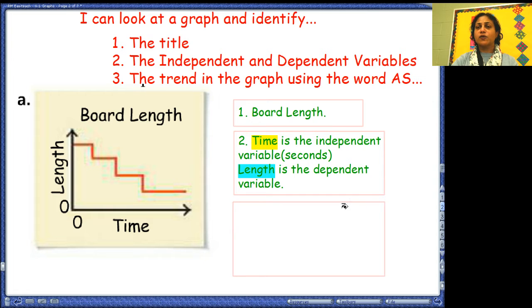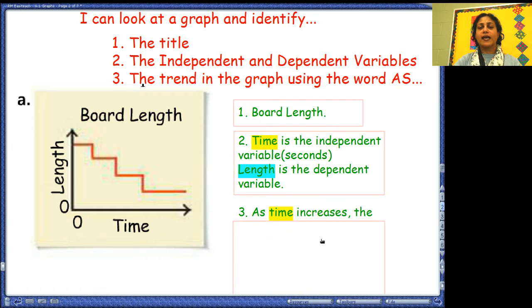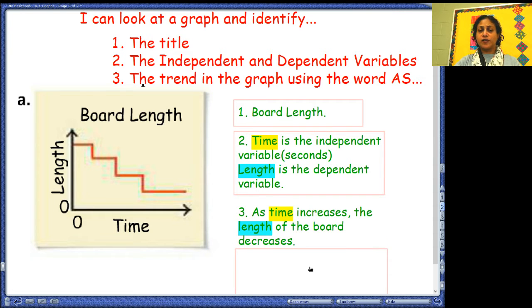And the last thing you want to identify is, what is the trend in this graph? What is this graph telling you? And try to use the word "as." And what we're going to say is that as time increases, the length of the board decreases.